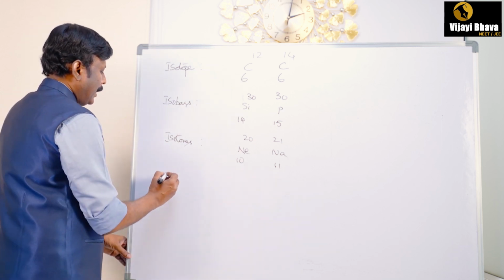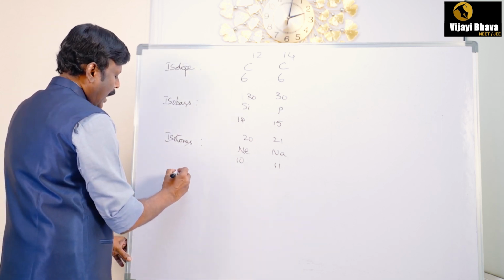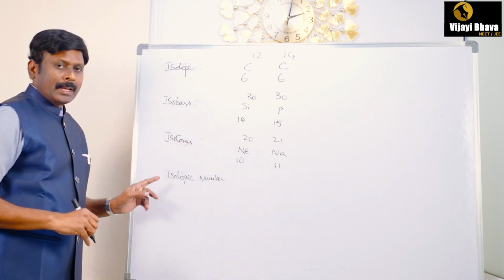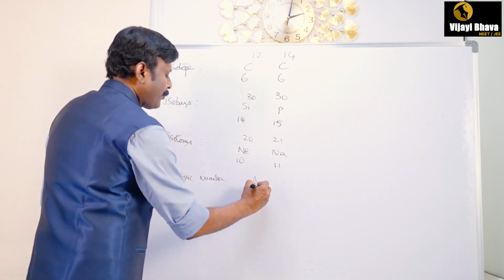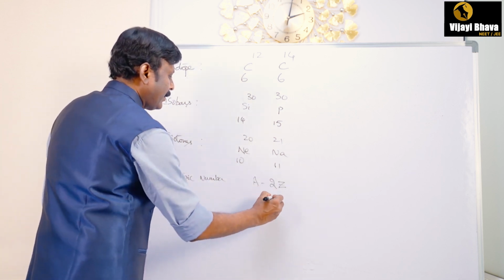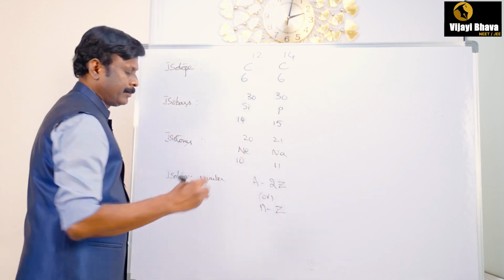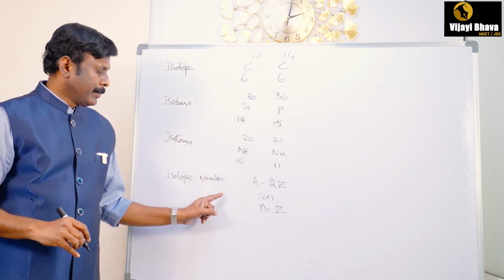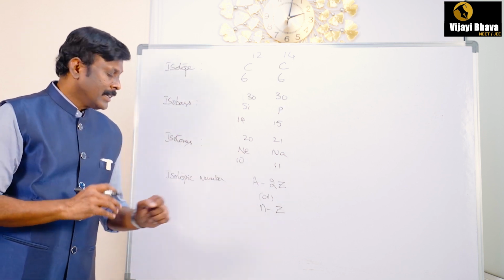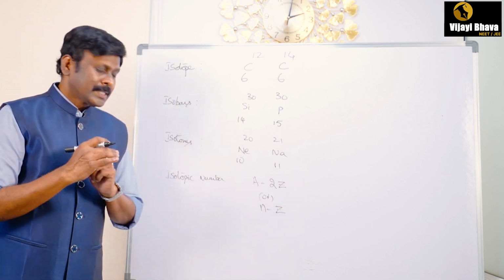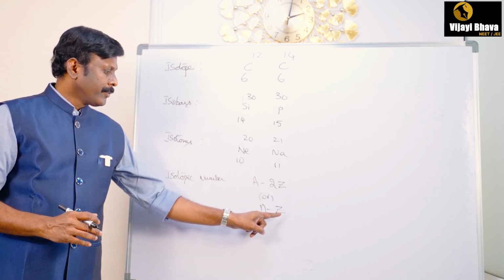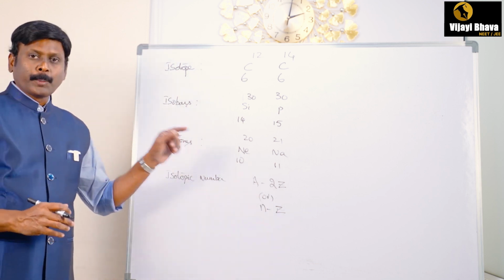Moving further, let us know what an isotopic number is. The value of A minus 2Z, otherwise the value of N minus Z, is called isotopic number. Here A is mass number, Z is the atomic number. Otherwise, N is the number of neutrons and Z is atomic number. The value of A minus 2Z or the value of N minus Z is called isotopic number.